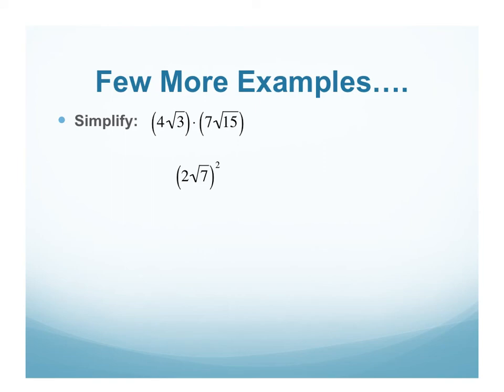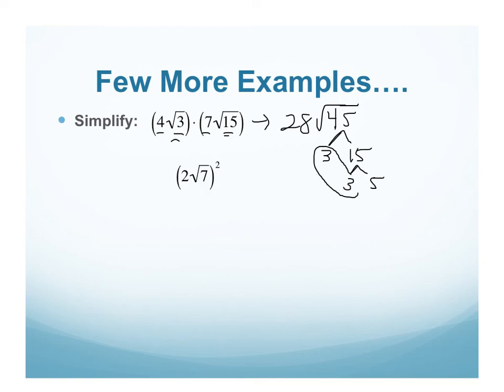First example, I can multiply the numbers outside the root and the numbers under the root. 4 multiplied by 7 is 28. 3 multiplied by 15 is 45. Now I need to break down that 45. 45 is 3 times 15. 15 is 3 times 5. Here I have a pair of 3's and a leftover 5.